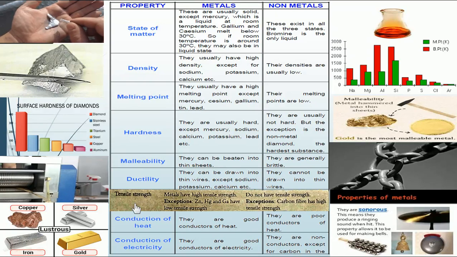What about non-metals? The tensile strength of non-metals is very, very low. But the exception is carbon fibers or carbon nanotubes we call, which are much stronger than steel. So carbon nanotubes are the exception for tensile strength. Come to the next property, conduction of heat and electricity.